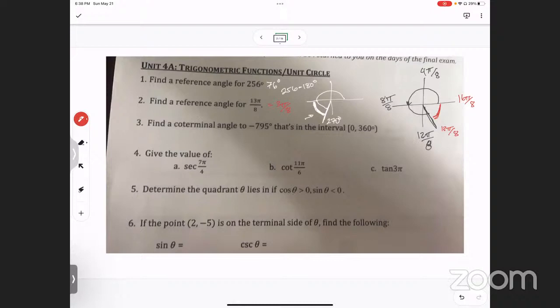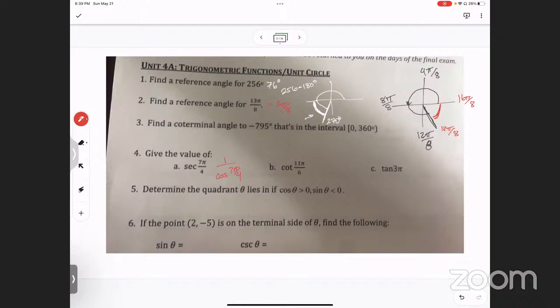So you can do number 3. Give the value of the secant of 7 pi over 4. Well, that's just 1 over the cosine of 7 pi over 4. And the cosine of 7 pi over 4, look at your unit circle. You good with that? I'm having trouble remembering what's what, so that's why I took a picture of this. So let's see, is that right?